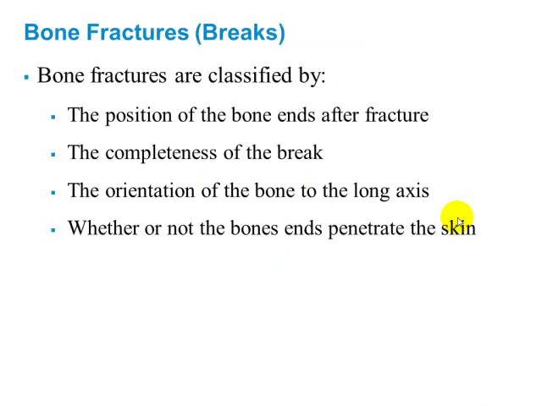All right, so let's take a look at bone breaking. We have different types of fractures. These fractures are classified by where the bone ends are after the break, how complete the break is, what the orientation of the break is along the axis of the bone, and whether or not the bones penetrate the skin. I do have some x-rays that will show up here, and we have some others in lab that we'll take a look at.